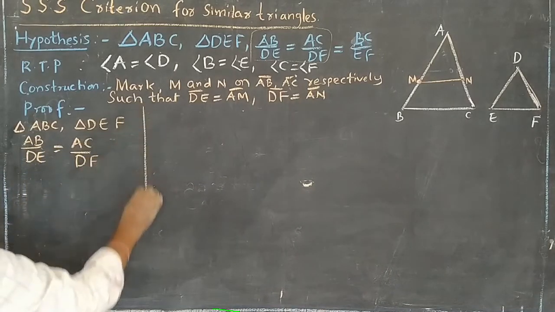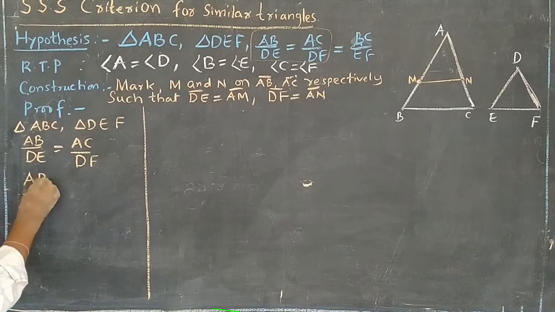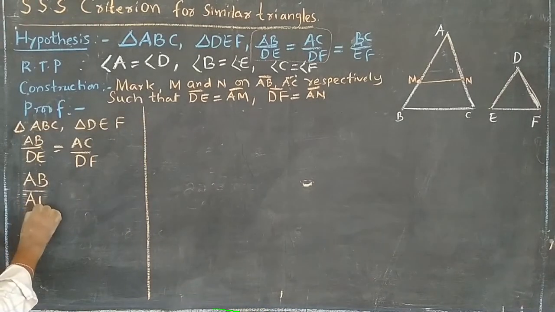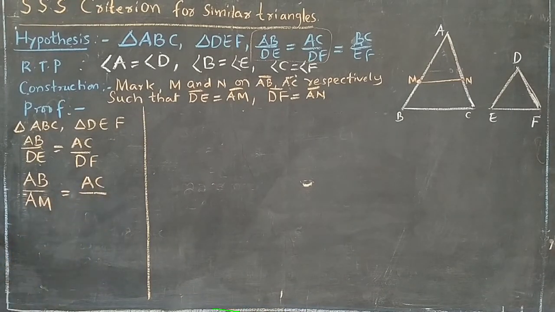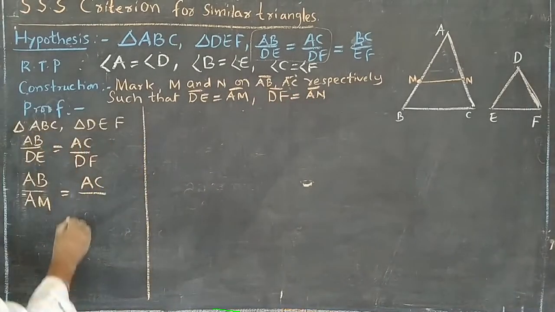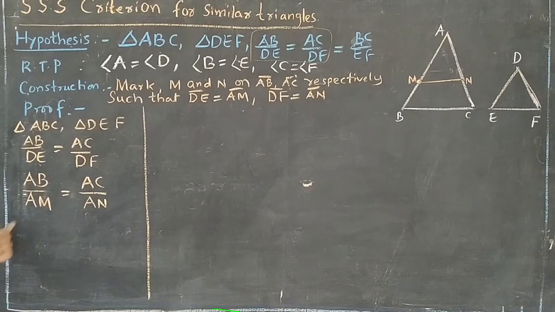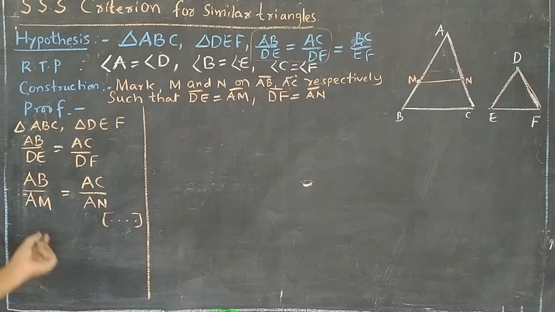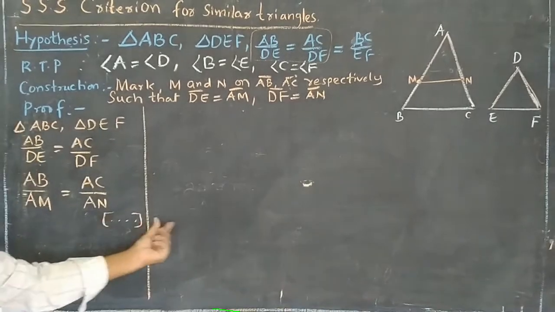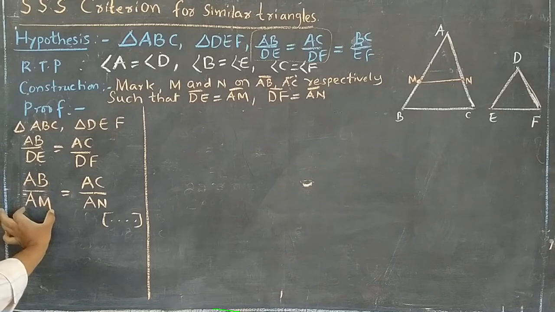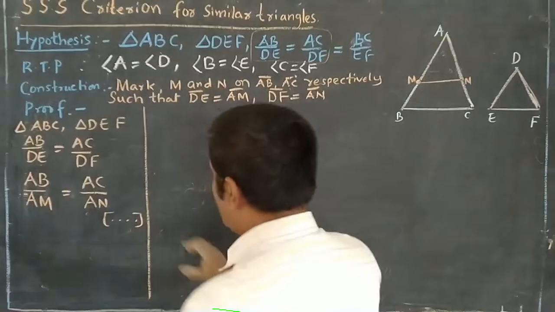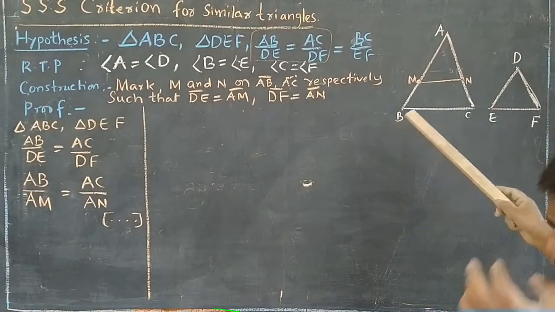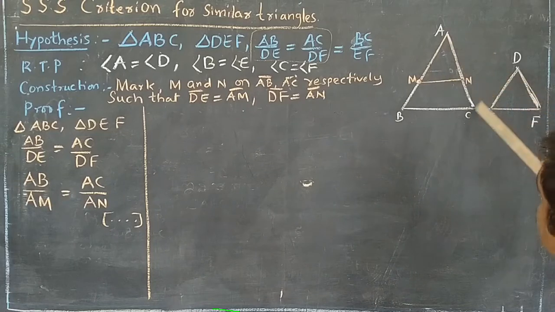In triangles ABC and DEF, it is given that AB by DE is equal to AC by DF. I took this part. But AB by, instead of DE, we have to write AM, and AC by, instead of DF, we can write AN. I wrote like this. Why should we write here? Just according to the construction. Okay, sir, I got AB by AM and AC by AN. Once you check this part in the triangle, observe how it is.